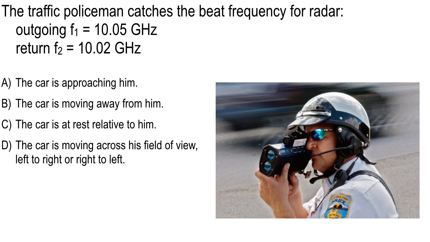Ten seconds to vote. 10, 9, 8, 7, 6, 5, 4, 3, 2, 1, 0. Okay. Most of you, the majority of you got that. Some of you voted for A. If the car was coming toward him, it would be higher. So make a note: if you answered A, that means higher pitch, higher frequency. But that's not what he measures. He measures a lower frequency. All right?